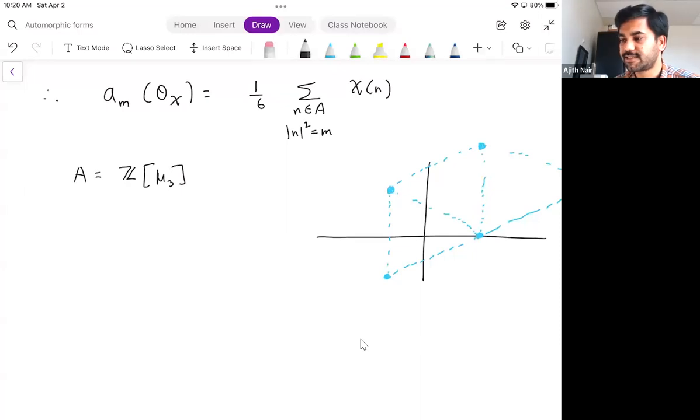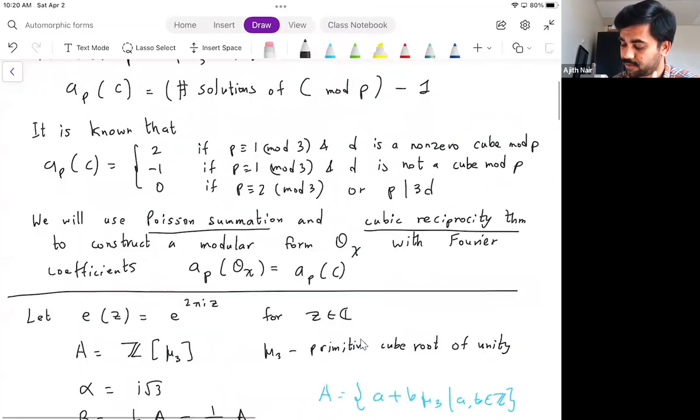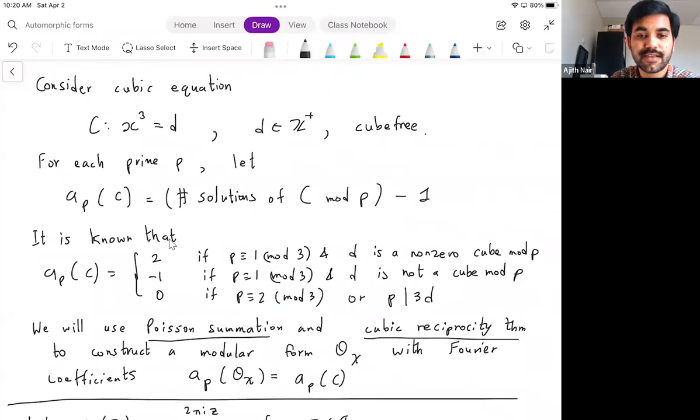So this was the hard part of the construction, which uses the Poisson summation formula. The next part, just to remind you what we are trying to do here: for the modular form theta chi, the prime Fourier coefficients are going to be equal to the solution counts of the equation that we had before. So the a_p of C was this. The solution counts of this equation are going to be the Fourier coefficients of my modular form.